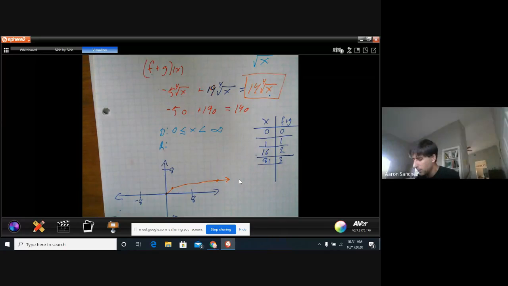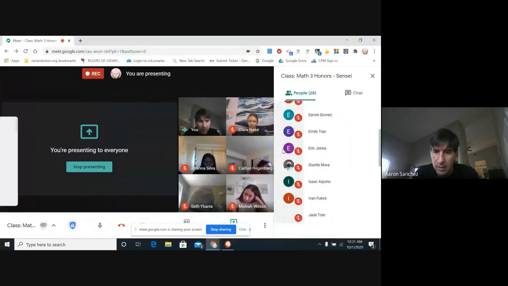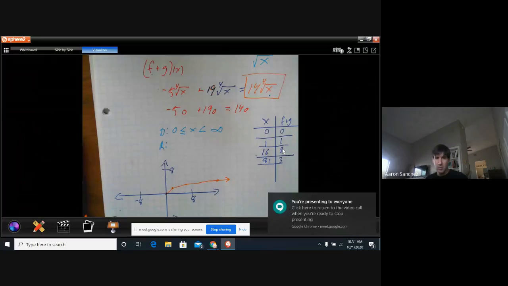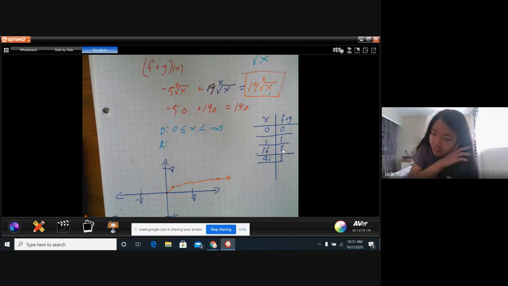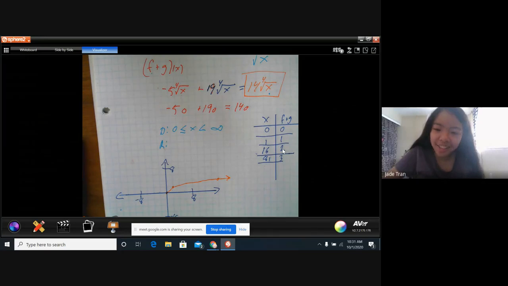So I can see my range goes from what? What is my range here? Someone tell me what the range is. Let's go with Jade. What would you say my range is based on this orange function here? X is greater than or equal to 0. Great. No, range. I meant Y is greater than or equal to 0. Yes, very good.